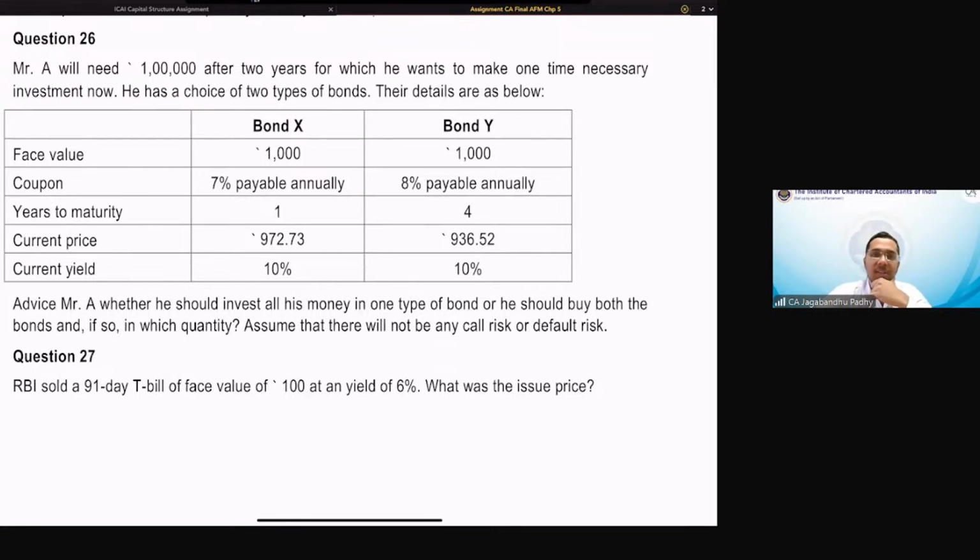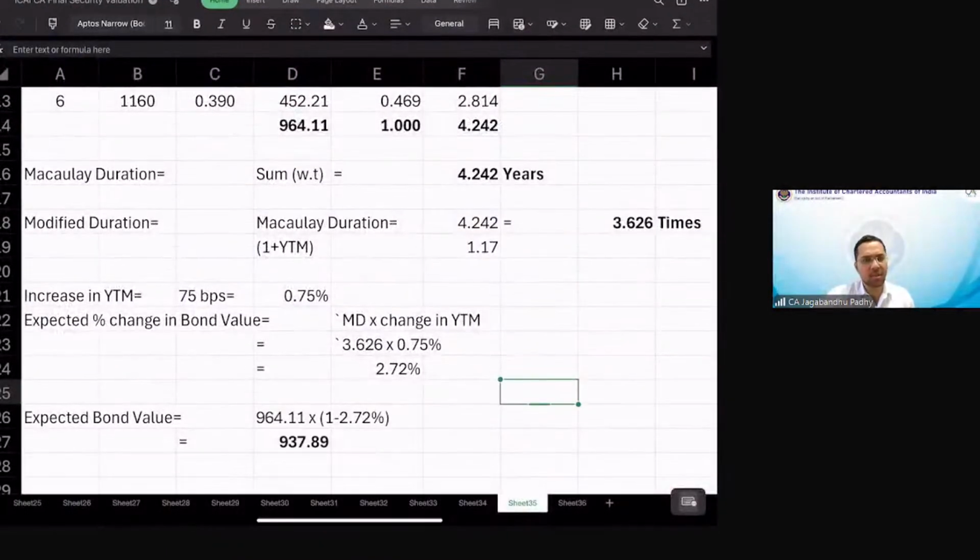YTMC, Karthik, what do you say? Because 4.2 for the same thing we are getting in the study material also.